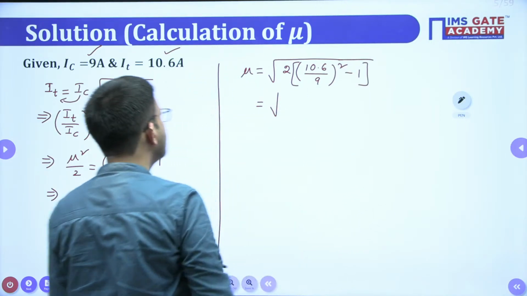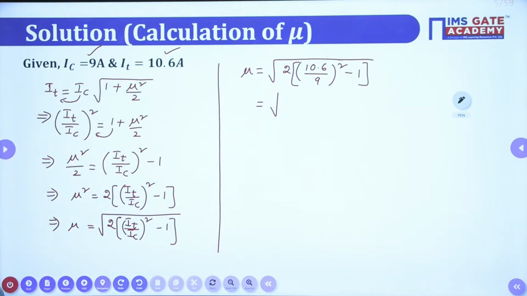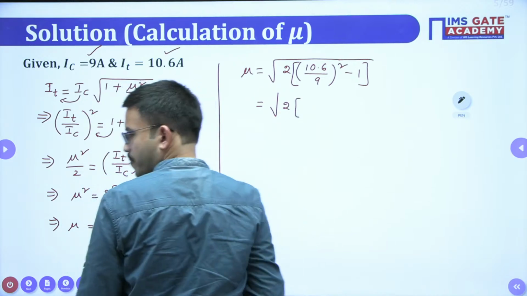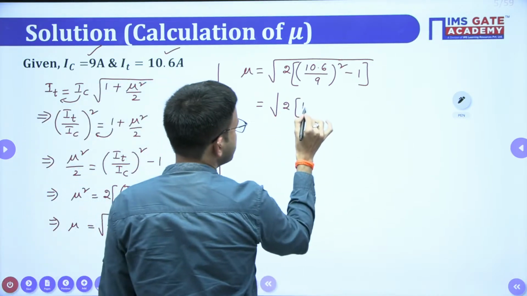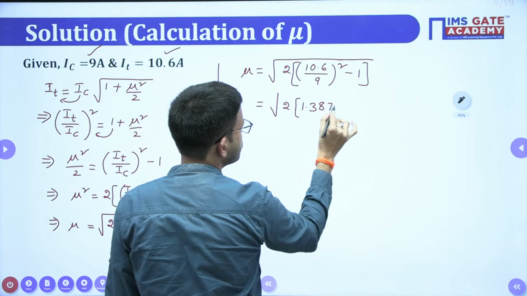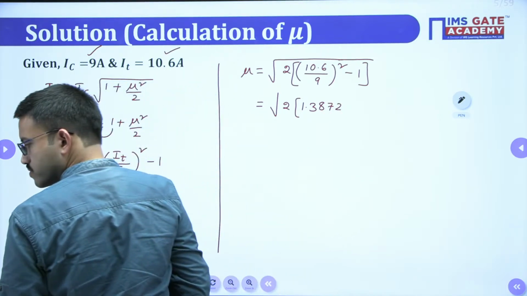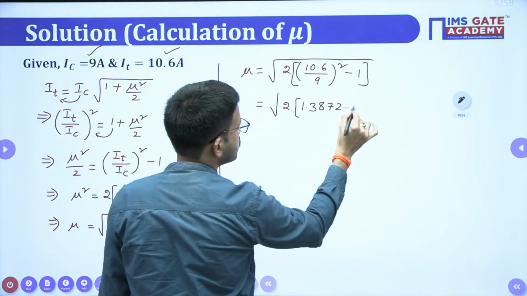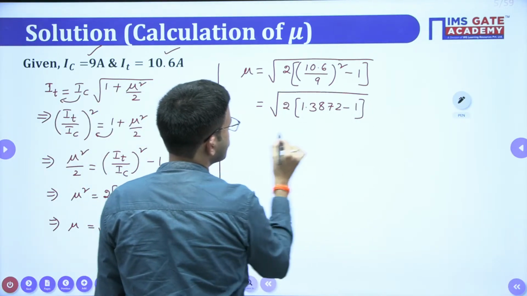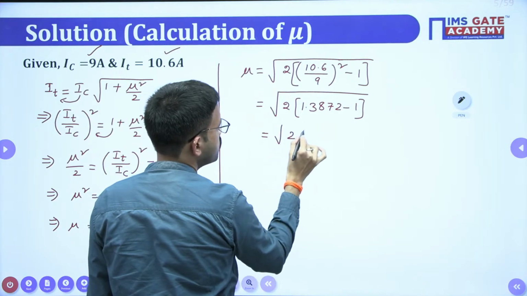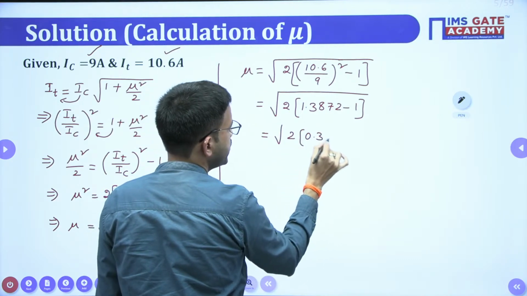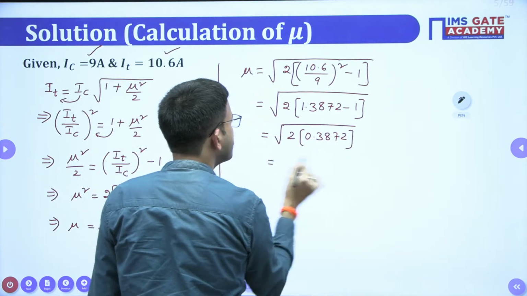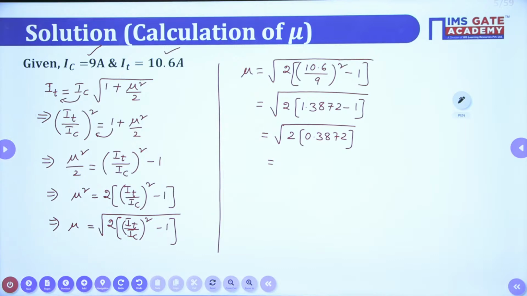So just do the simplification. You will get 2 into 1.3872 minus 1. So from here you will get 2 times 0.3872. So just do the simplification by using calculator.